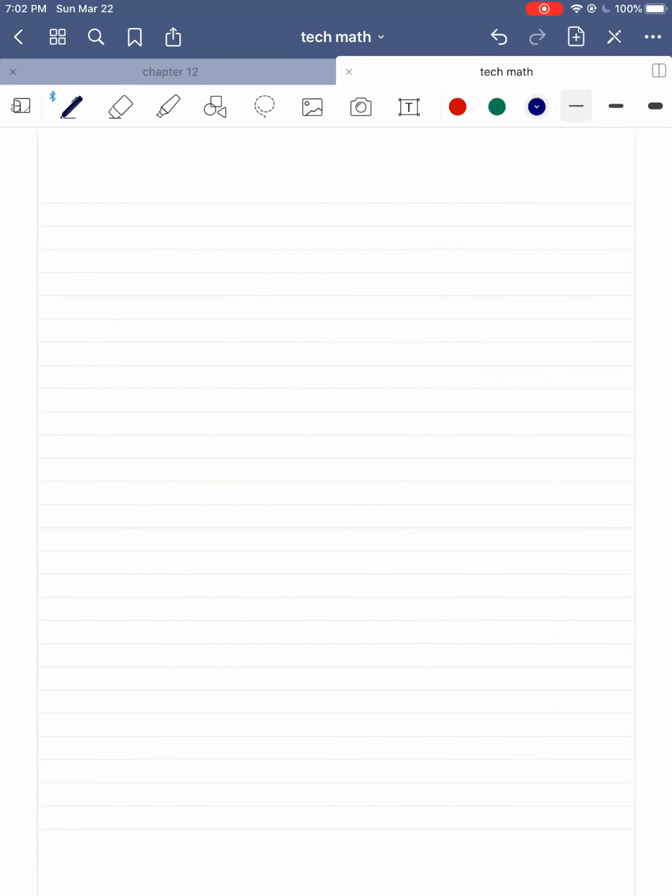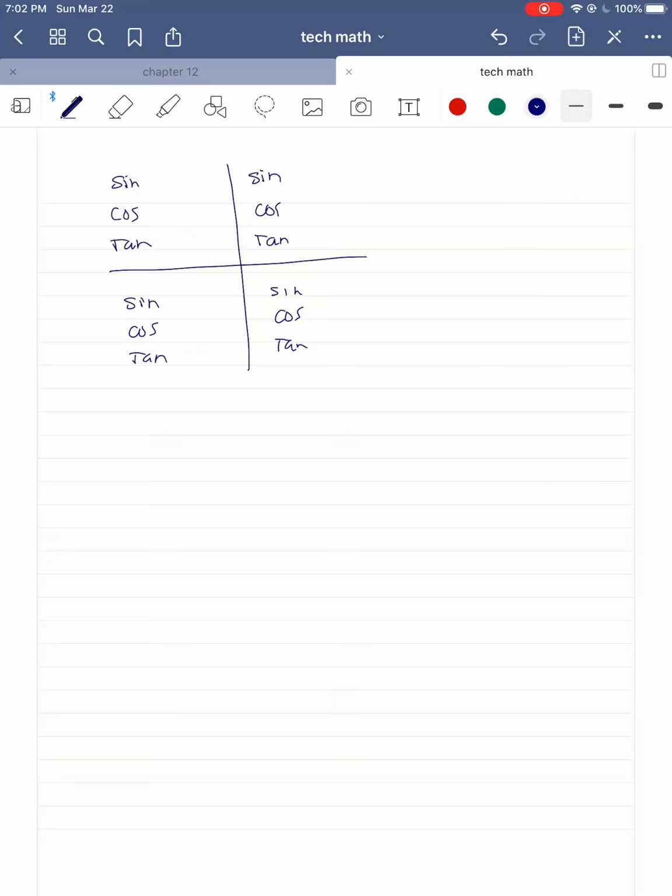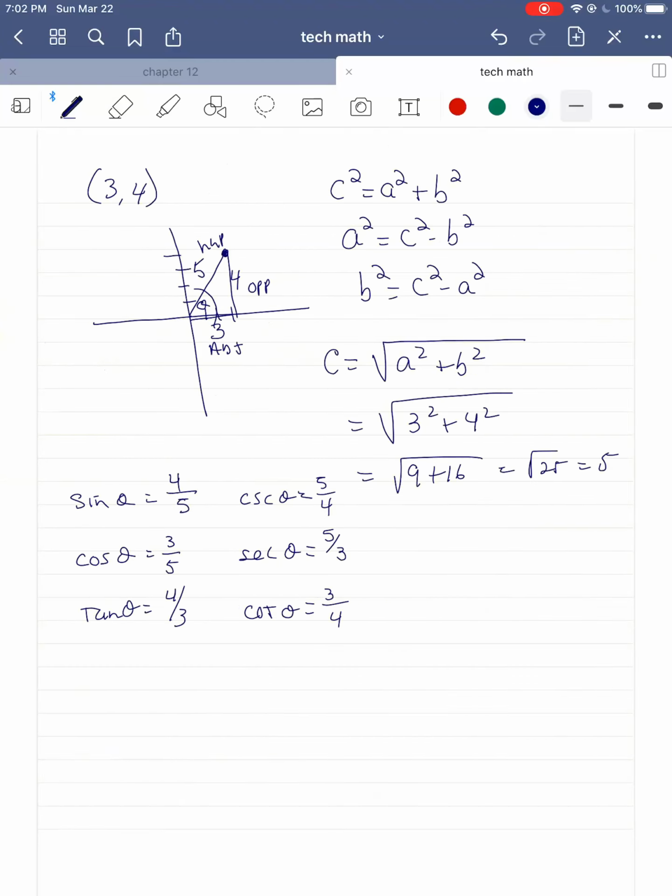I'm going to use that information to build my relationships in my quadrants. For each quadrant, I'm going to put sine, cosine, tangent. So in quadrant 1, the one we just did, all three of them, sine, cosine, and tangent, were positive values. Let's try one that's in a different quadrant.